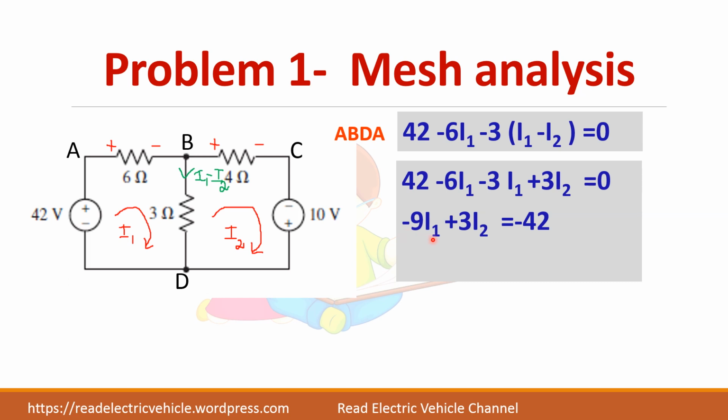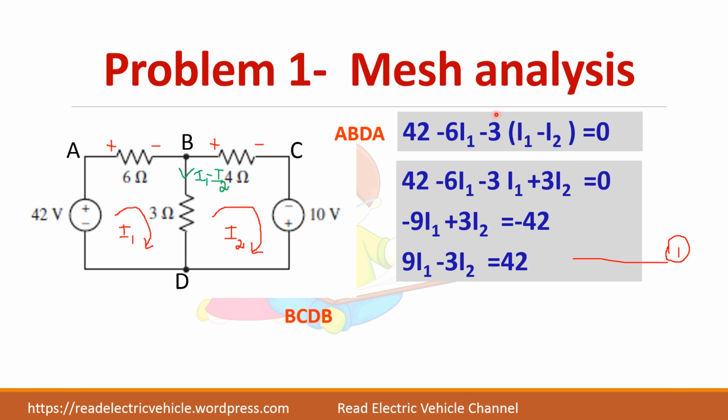So always, if the first part has a negative, multiply by minus 1, it will be easy. You will understand why I am telling this when you solve the equations using the matrix method. So 9 I1 minus 3 I2 equals 42.